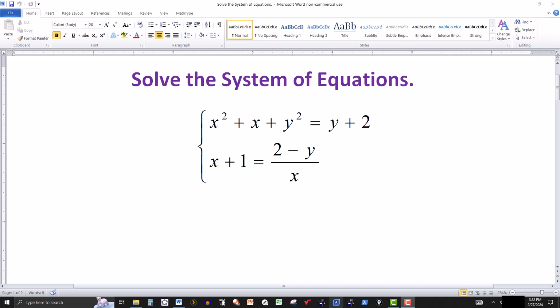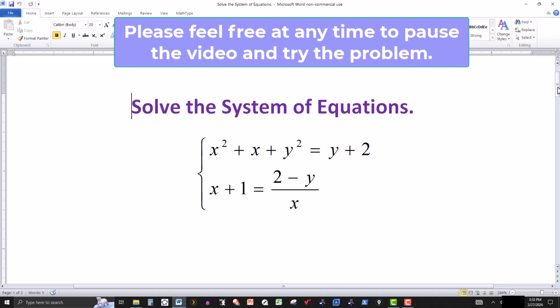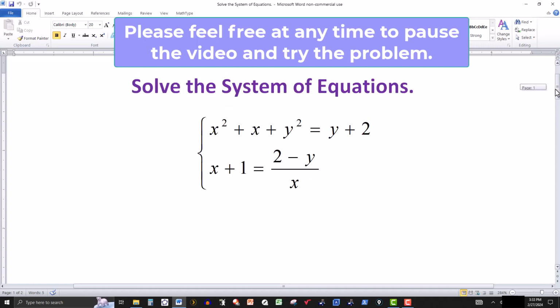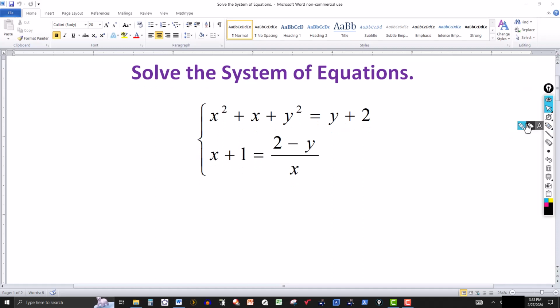In this video, we're going to solve a system of equations, and this is a nonlinear system. Notice the first equation has degree 2, and if you multiply the second one by x, it also becomes a second degree expression. So normally when we solve a system of nonlinear equations, you normally use either a combination of elimination and substitution. So what we'll do here is we'll multiply the second equation by x to clear the fractions.